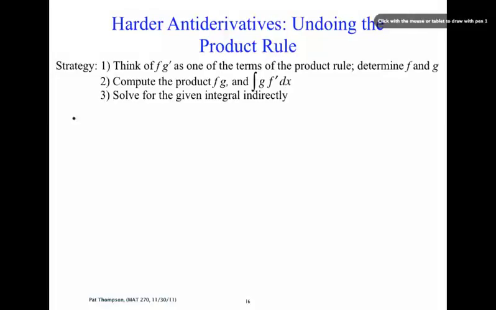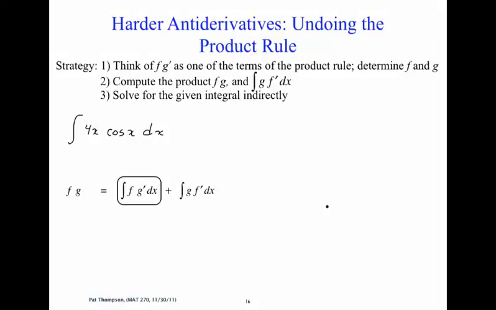So let's start over. We're doing this one though. Undoing the chain rule doesn't work. So maybe it's undoing the product rule. The key is, what is f and what is g prime? We basically have two choices. Either f is 4x and g prime is cosine x, or f is cosine x and g prime is 4x.